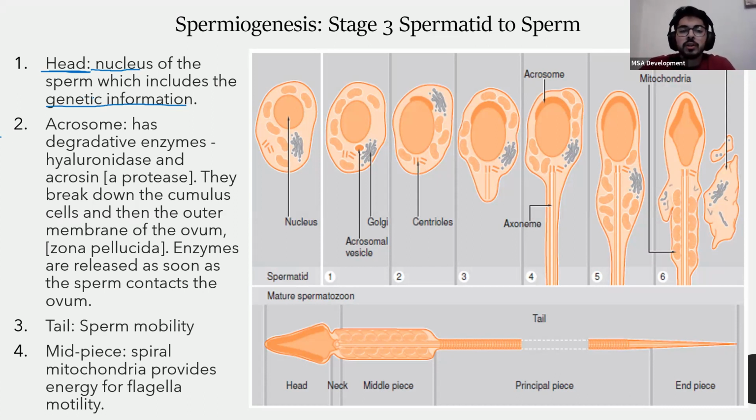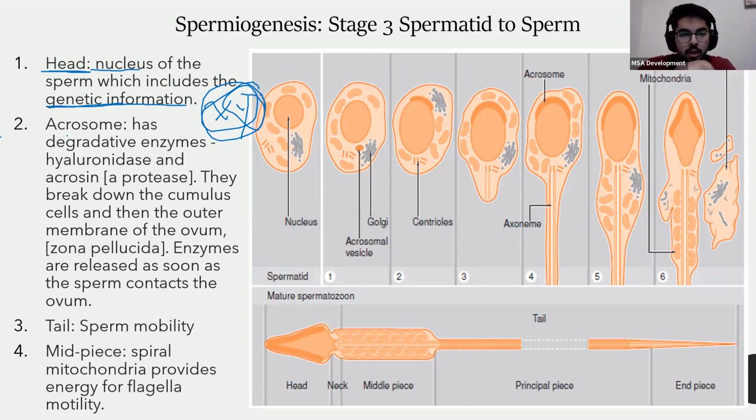Why? Because the genetic information includes the X and Y genes and all the other genes that are needed for the baby to develop. So without these genes, even if fertilization happens, the sperm is going to be useless because it has no genetic information.